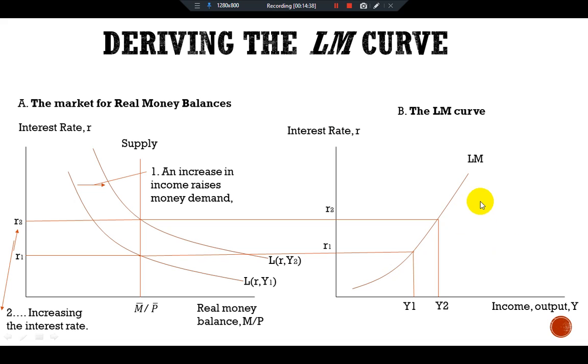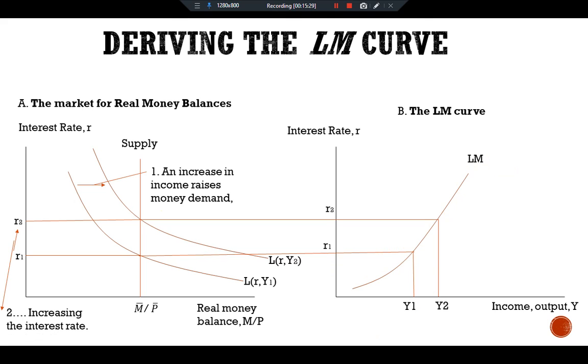While talking about the LM curve, which summarizes the relationship between income and interest rate, each point on the LM curve represents equilibrium in the money market. The curve illustrates how the equilibrium interest rate depends on the level of income. The higher the level of income, the higher the demand for real money balances, and the higher the equilibrium interest rate for the economy. For this reason, the LM curve slopes upward.